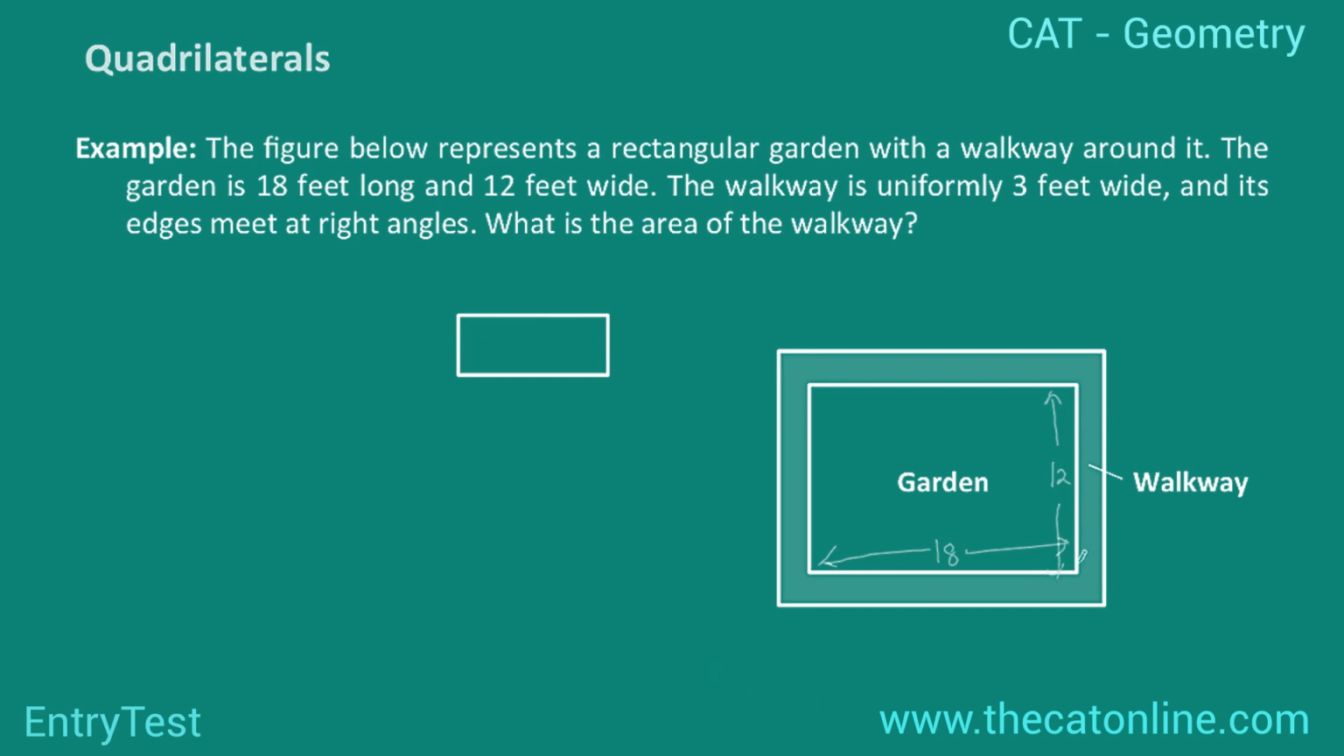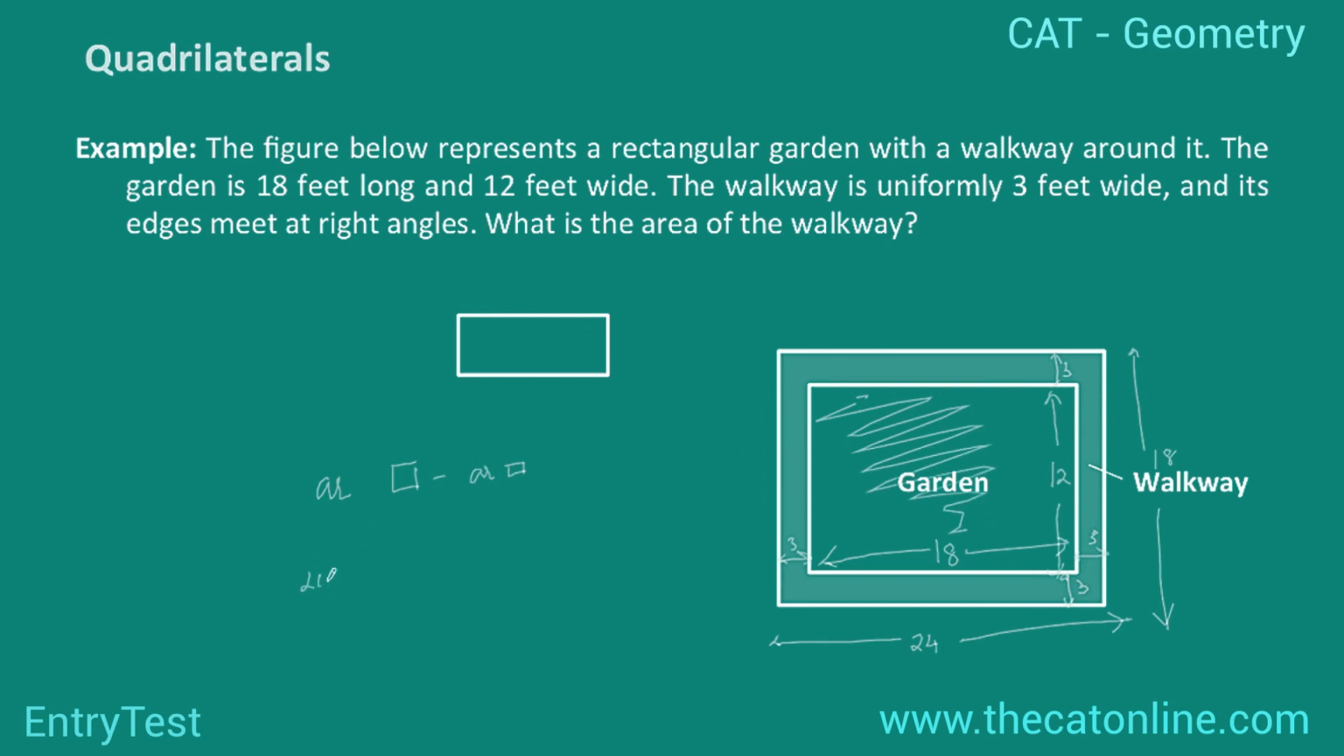So if you look here, this is 3 and this is also 3. This side is 3, this side is 3. So this will be like a bigger rectangle with side length equal to 24. And here it will again be 3 and 3. So this will be 18. If I have to find the area of the walkway, one formula that you can apply is area of bigger rectangle minus area of smaller rectangle. So bigger minus smaller would give you the area of the walkway.